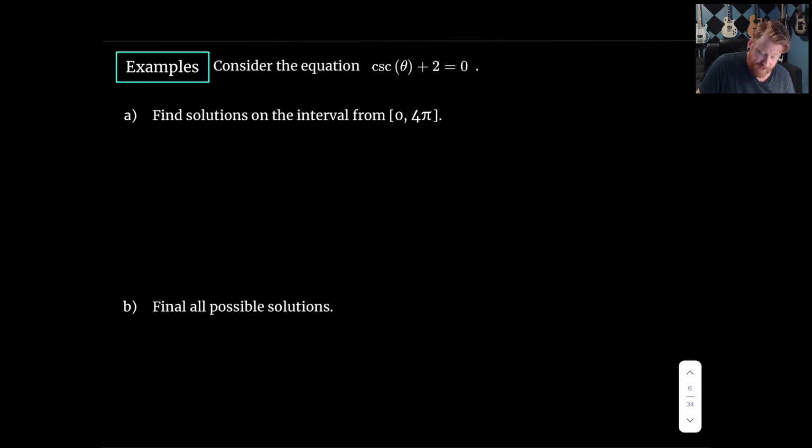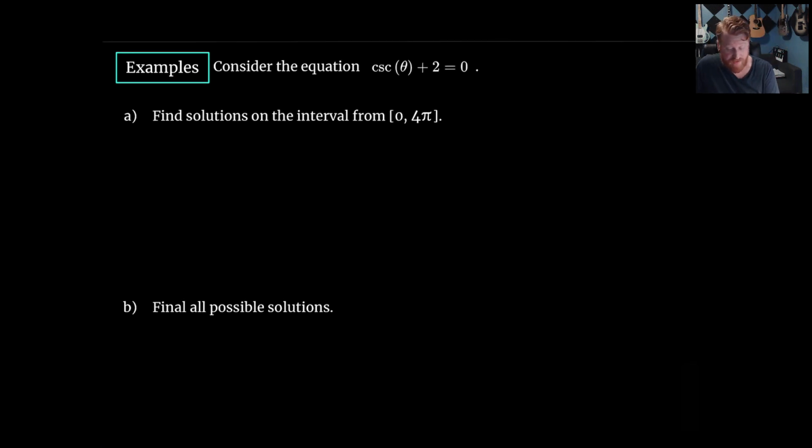All right, next we will consider this equation, cosecant of theta plus 2 equals 0. First, we're asked to find solutions on the interval from 0 to 4 pi. So that's going to be solutions that include 2 full revolutions around the unit circle. So we'll keep that in mind as we're working here. Okay, so let me first rewrite cosecant in terms of sine. Cosecant and sine are the reciprocals of each other. So we will do that here.